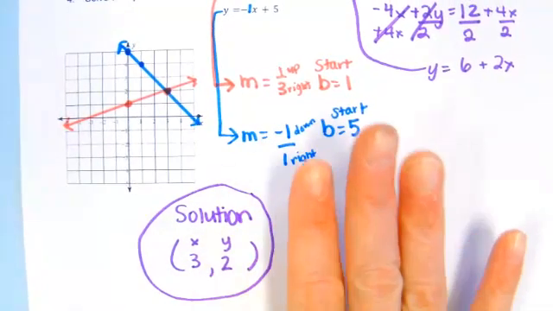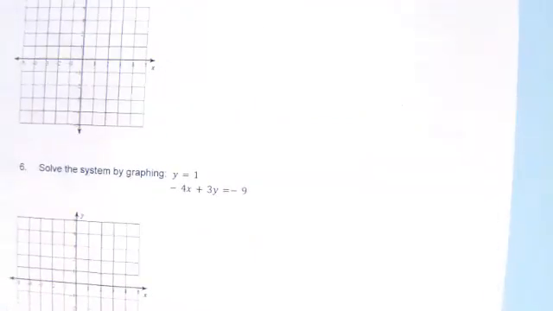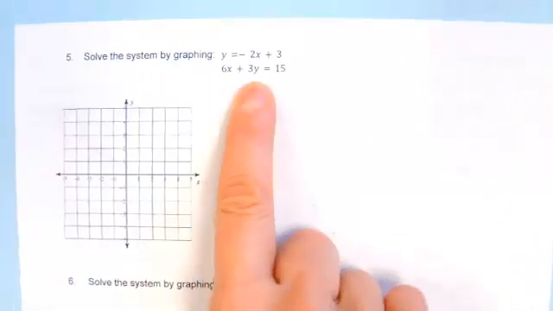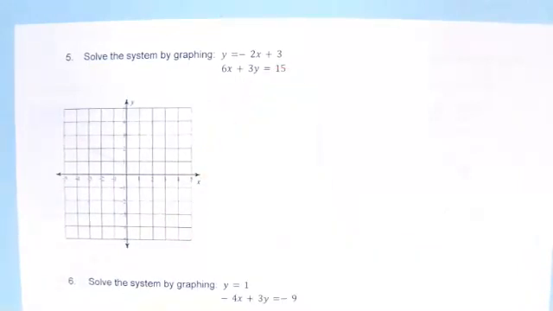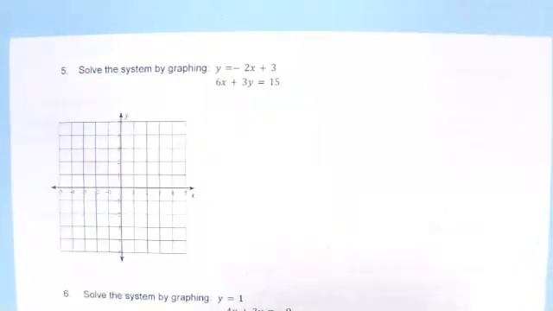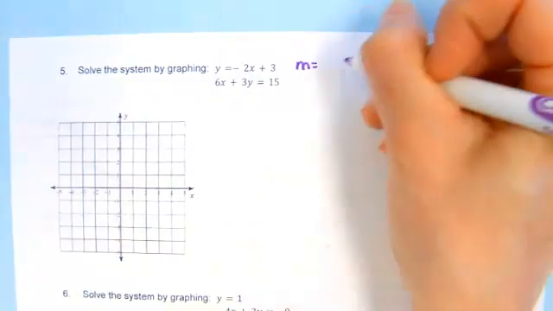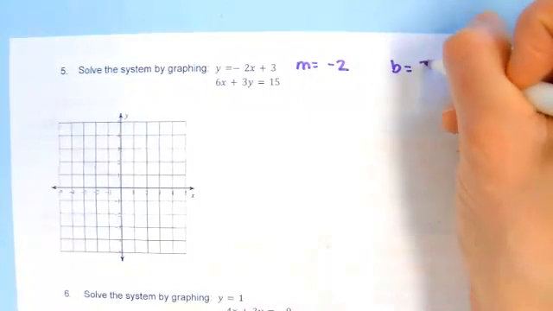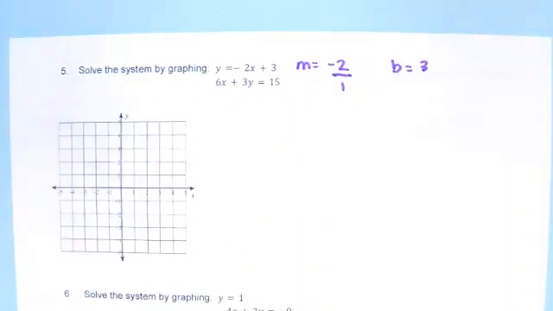Okay, let's do the ones on the back, which are a little more challenging. The reason they're more challenging is because one of them is not in y equals on this one, okay? So let's start with the one that is. So starting with the one that is, you do the same thing. Start with finding slope and y-intercept. So slope in this case is -2. Y-intercept is 3. This one needs to be a fraction, so we're going to put it over 1.